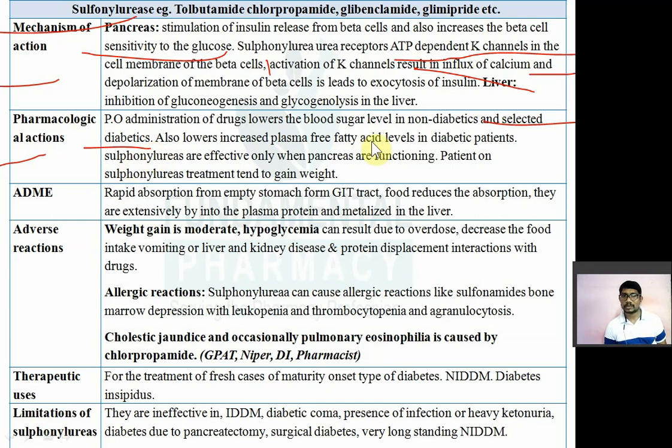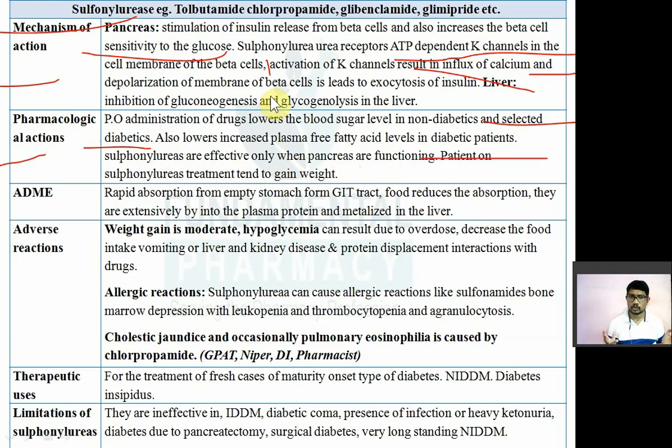They also lower the increased fatty acid levels in the patient. They are only effective when a certain amount of beta cells is present in the pancreas. If a patient has had a pancreatic operation and the beta cells were removed, these drugs are of no use. These drugs stimulate insulin release, and insulin release will be stimulated only when beta cells are present.